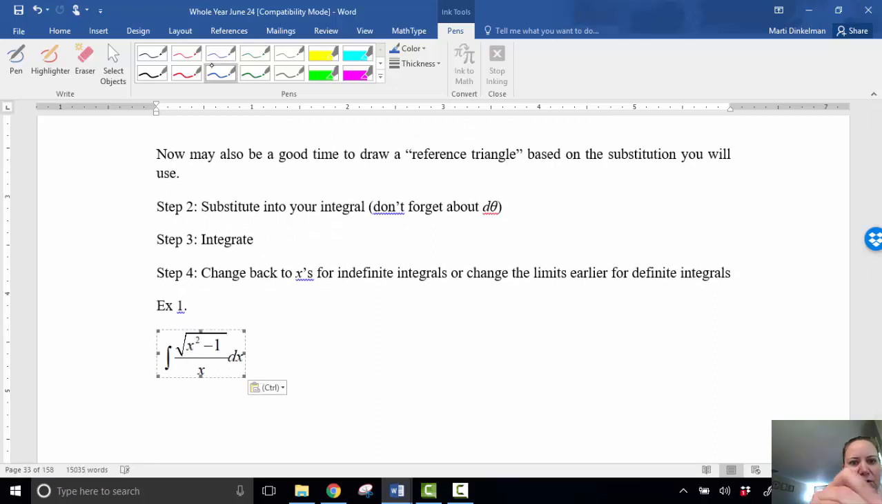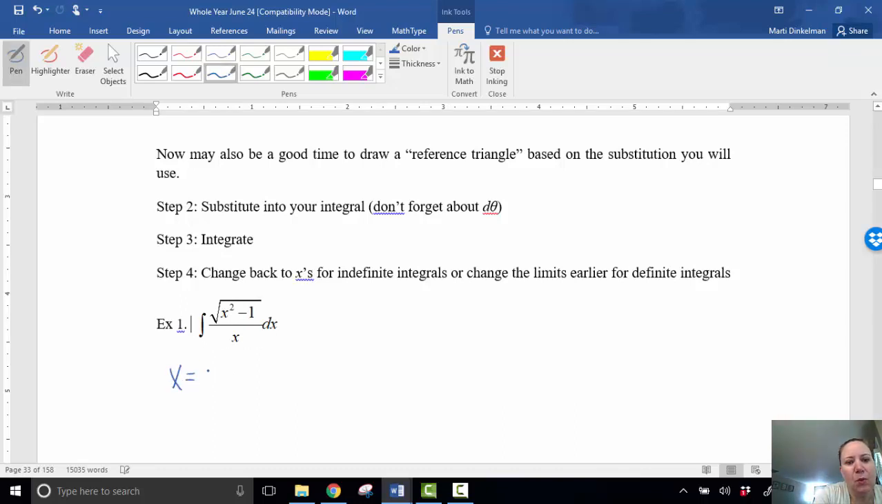So x, I guess I better have this ready. So x equals 1 secant theta, so I'm just going to call it secant theta. Again, don't forget about the derivative. We have to replace the dx as well. So secant theta, tangent theta, d theta.